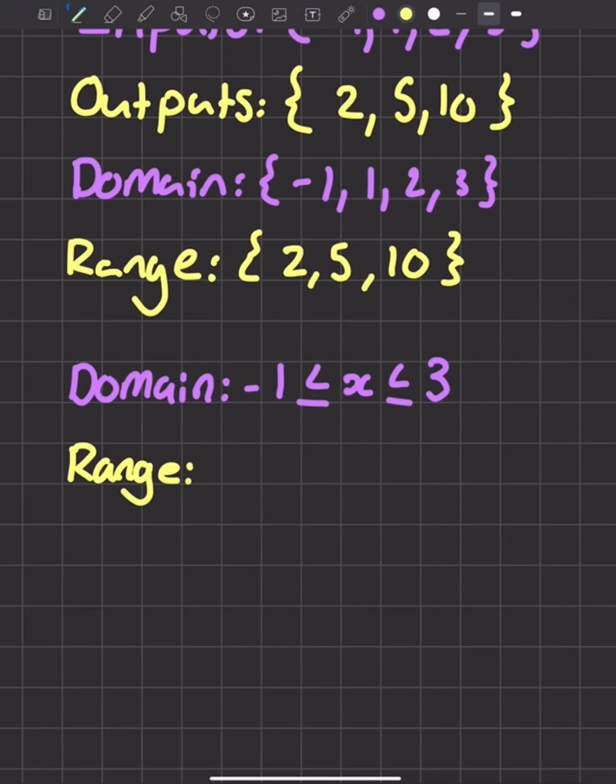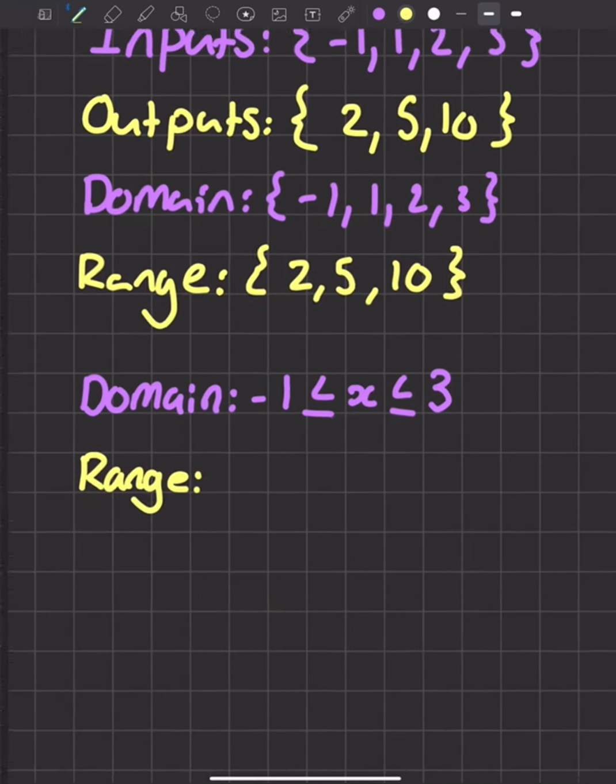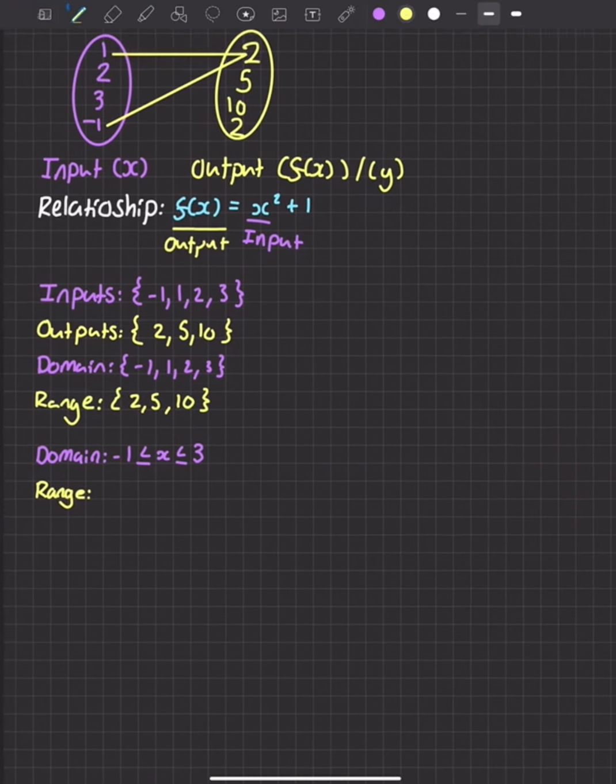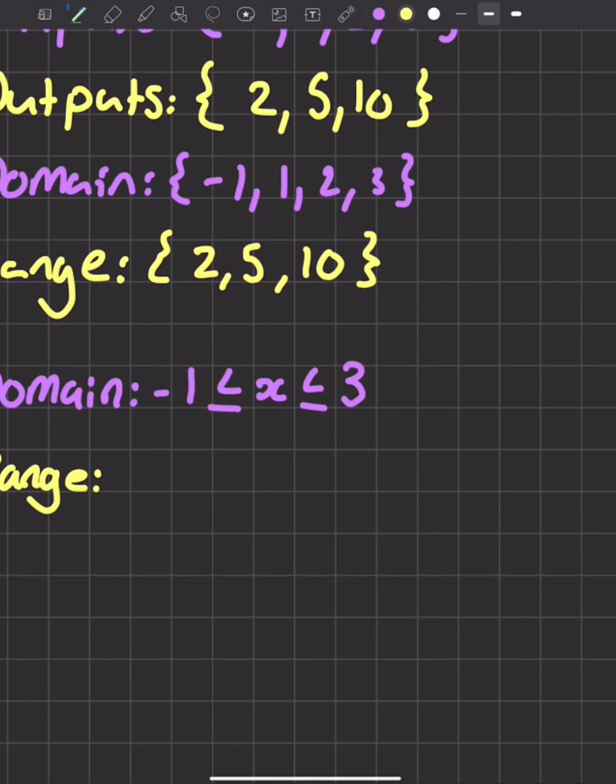And what would your new range be? Well, you would first find the lowest value you can get using this function, which would be when x equals 0, y would be 1. So the function of 0 is 1.